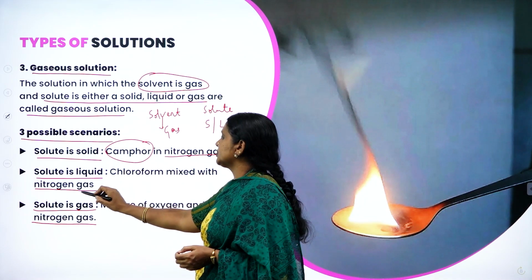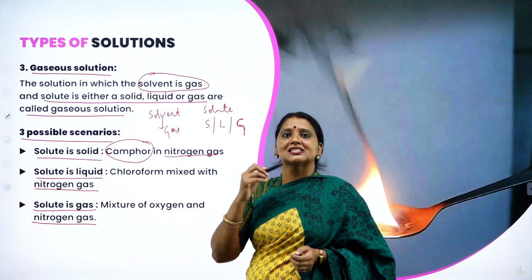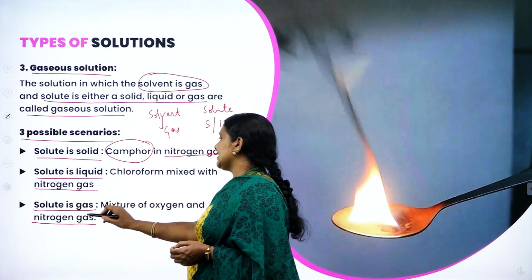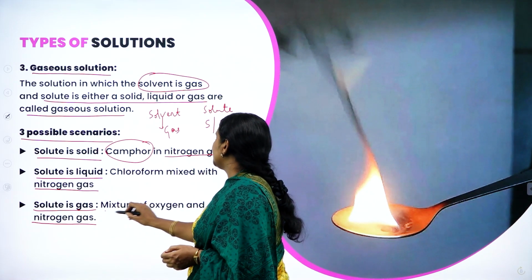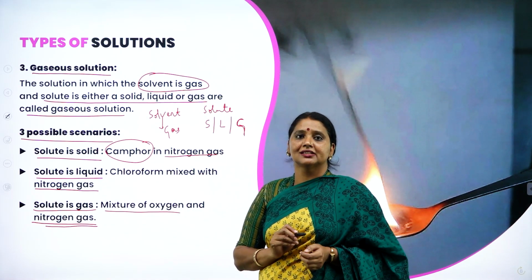Chloroform is mixed with nitrogen gas. Here, the solute is liquid and the solvent is gas. Third one, the solute is gas as well as the solvent also gas: a mixture of oxygen and nitrogen.